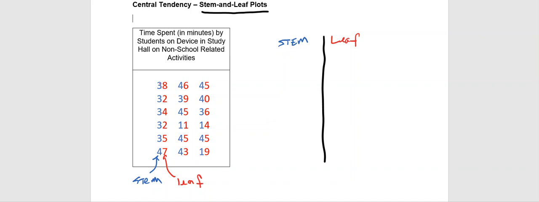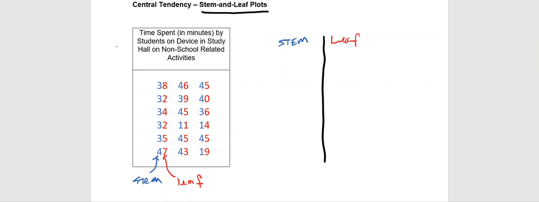So the first thing I'm going to do is look at all of my values that are going to represent stems. I see I have numbers in the 30s. I see I have numbers in the 40s. Let's see, I have some numbers in the teens. I don't have anything in the 20s, but what that tells me is that my range of values is going to be, well, my lowest number is going to be 11, something in the teens, all the way up to something in the 40s.